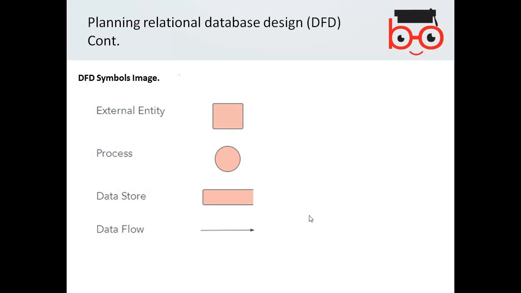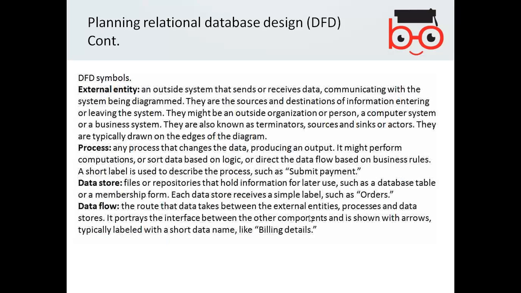So we use the arrows, we use the entities, we use the data stores, we use the processes. Whenever you are creating your own database, you need to focus on the data flow diagram symbols, and then you need to create your own entities and data flow diagrams, as well as the entity relationship diagrams.